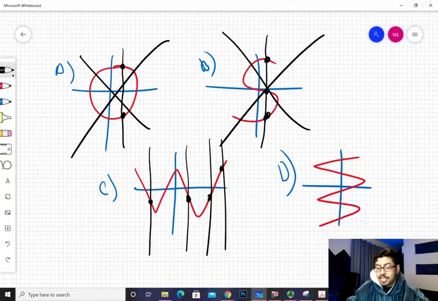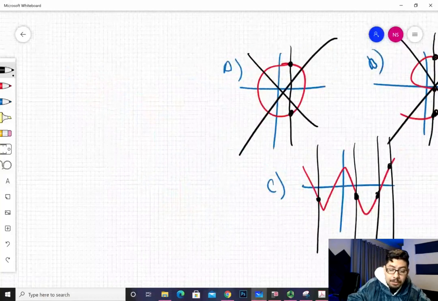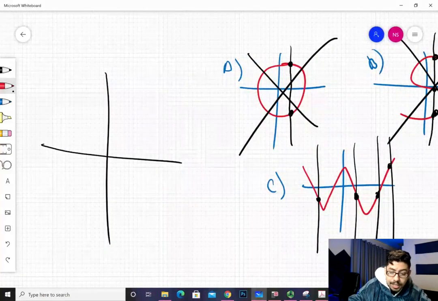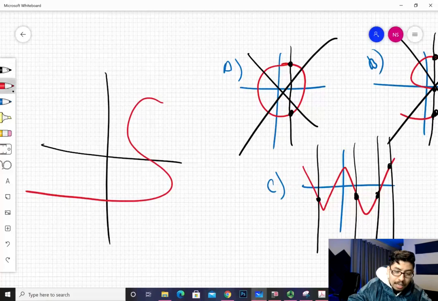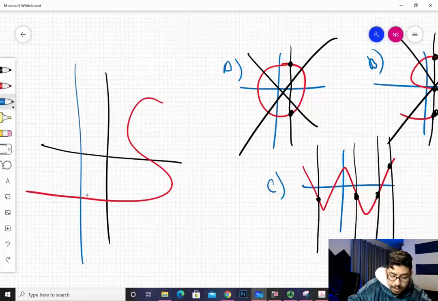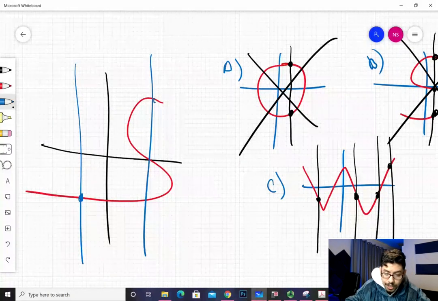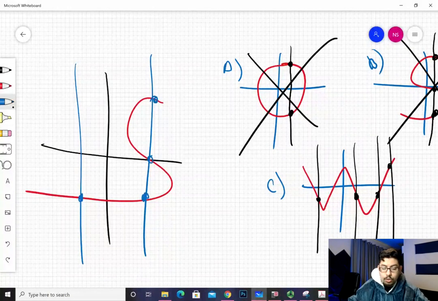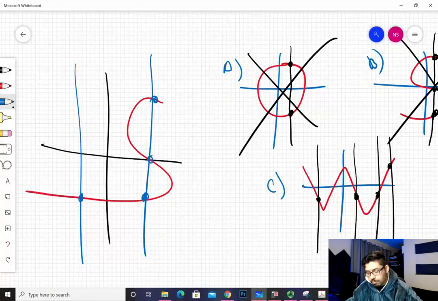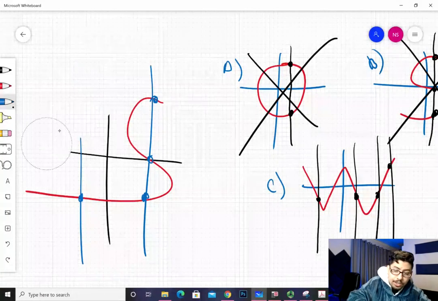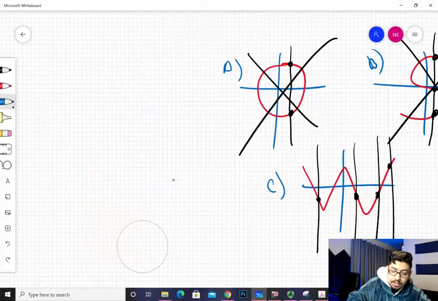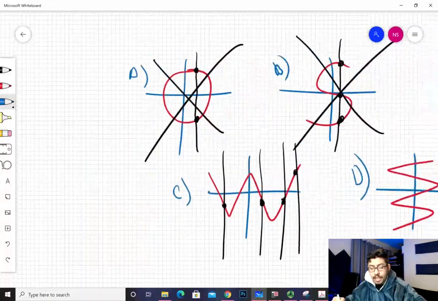Check multiple spots, because sometimes they will trick you by giving you something weird like this. They might give you a graph like this. If you were to technically do a vertical line here, yes, you only touched it once. But if you touched over here, you touched it more than once, right? So that's how they sometimes like to trick you. But just check multiple times doing your vertical line test.